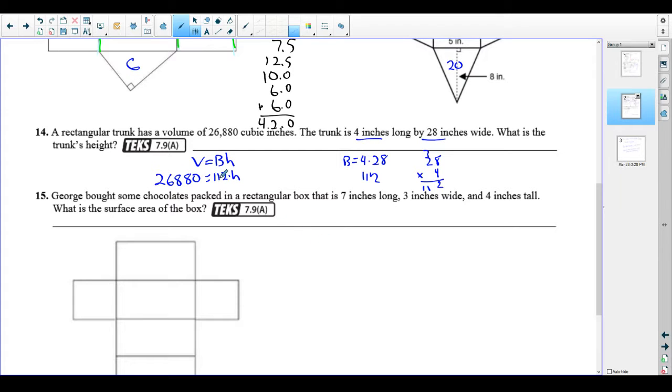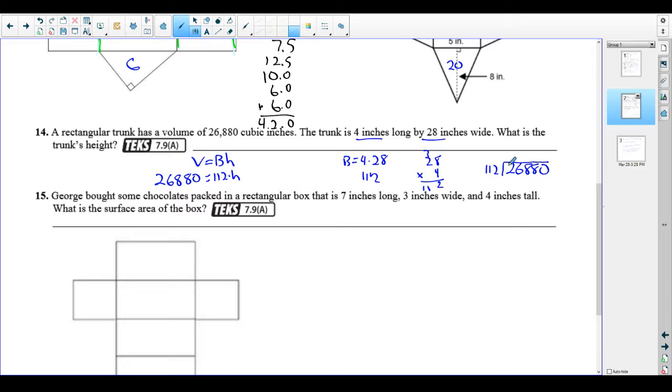I want to know 112 times what number is 26,880. Or if you remember from when we solved equations, to get rid of multiplying by 112, we have to divide both sides by 112. So we actually want to know what is 26,880 divided by 112. And this could be fun. I don't know what the answer is.